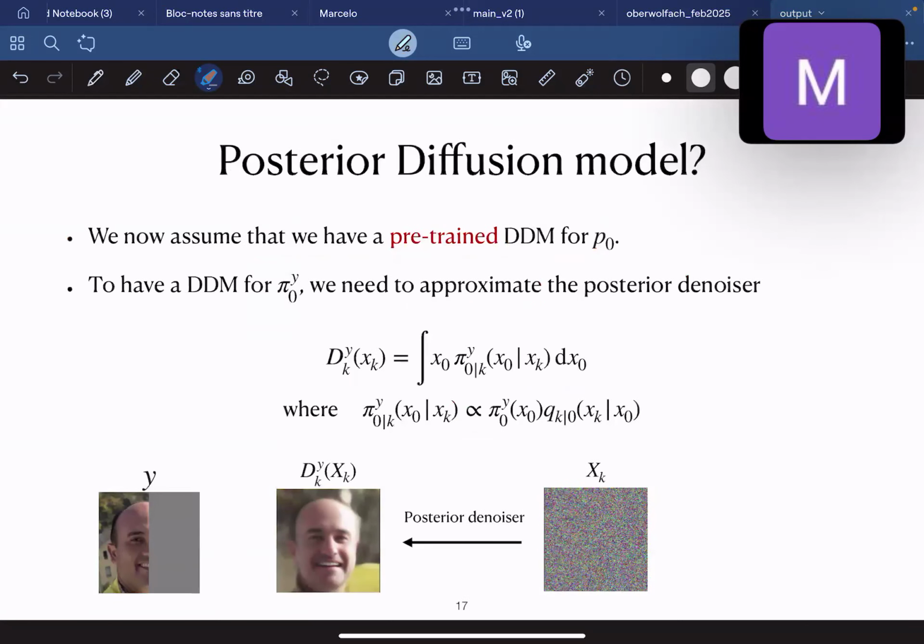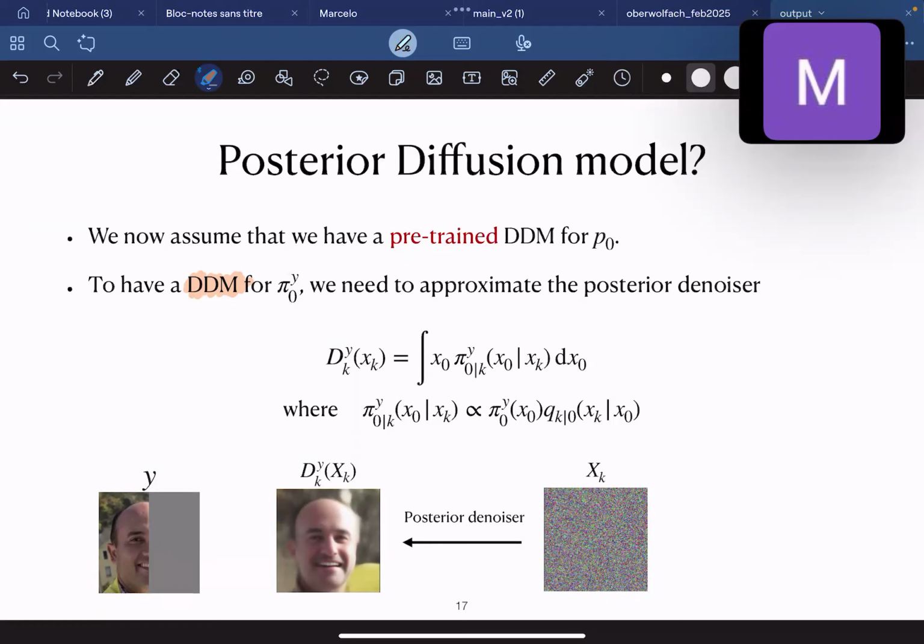So here comes, once I have introduced all the tools that I need, posterior diffusion models. Ideally, I would like to consider or approximate the diffusion models for which pi 0y is the final target distribution, without training new models. That's the challenge.